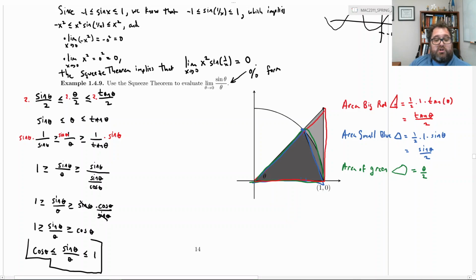Now, if I can just show that the limit of the left and right functions as theta goes to 0 is the same value, well, then I know that the limit of the middle function as theta goes to 0 is that same value. So let's be intentional here with what we write. We can say this. Since cosine theta is less than or equal to sine theta over theta is less than or equal to 1.